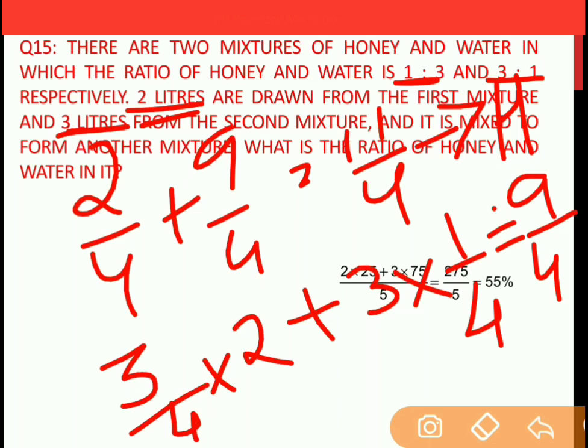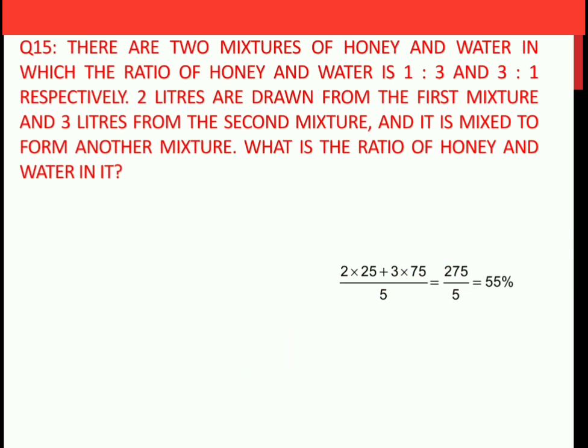So the amount of water is 9 by 4, and the amount of honey is 11 by 4. So the ratio of honey to water in the mixture of these two vessels will be 11 by 4 is to 9 by 4, which is equal to 11 is to 9. So 11 is to 9 is the ratio of honey to water in the new mixture. Fine. Now this is one way of doing this problem.